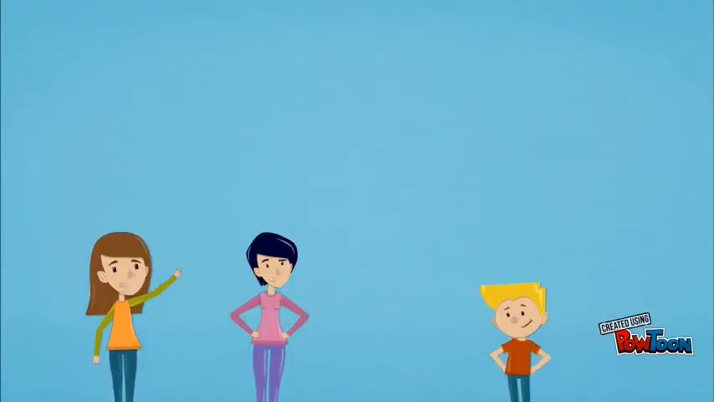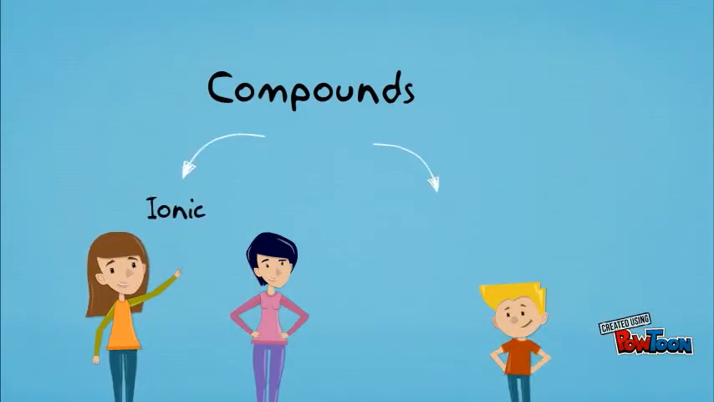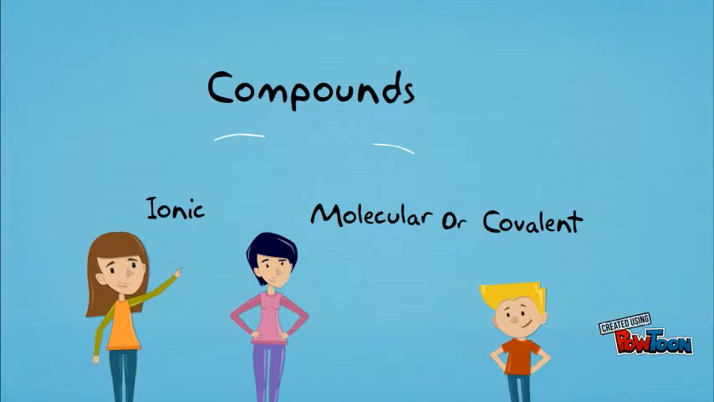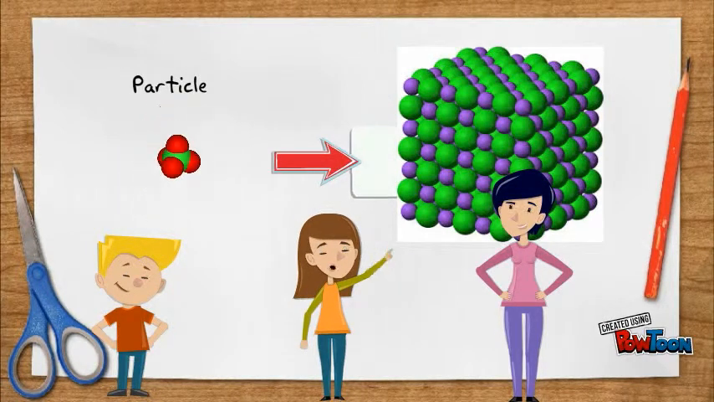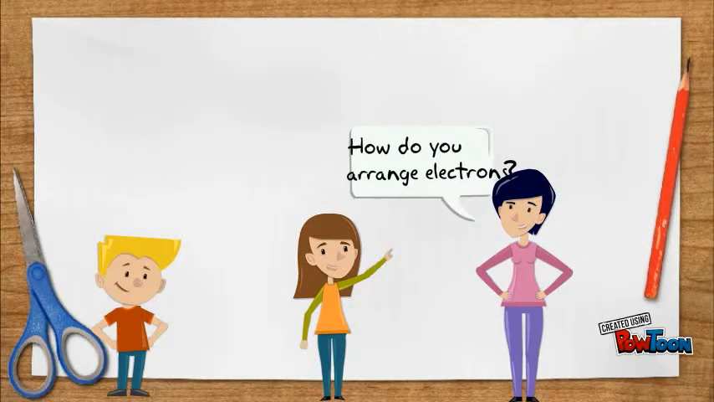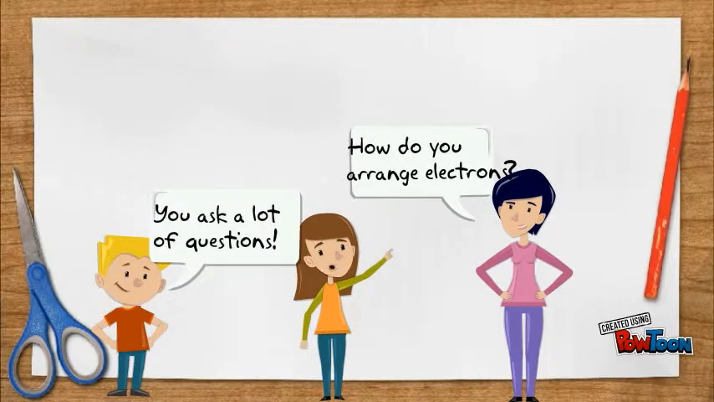Compounds are made up of two or more chemically bonded elements, and there are different types of compounds: ionic and molecular or covalent. An ion is the smallest particle of an ionic compound, and a molecule is the smallest part of a covalent compound. But what about electrons? Don't they have to be arranged in a special way?